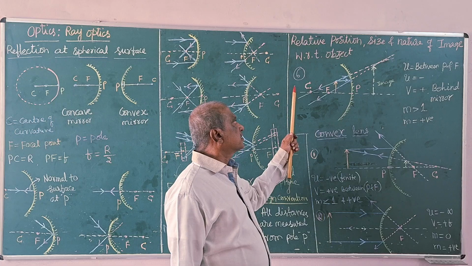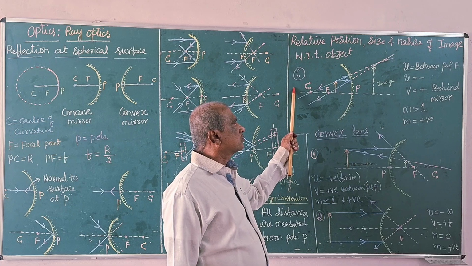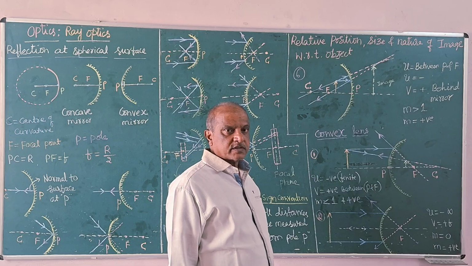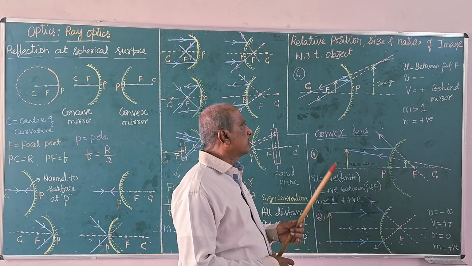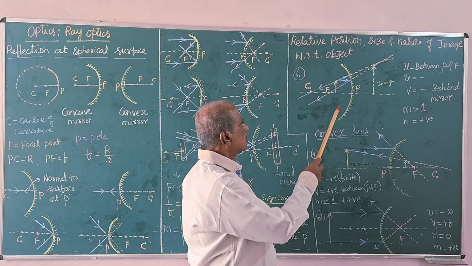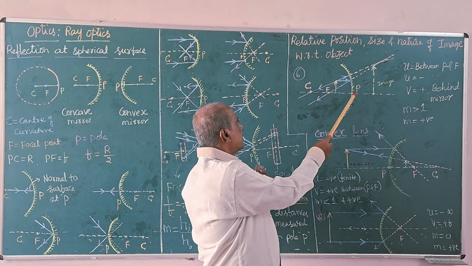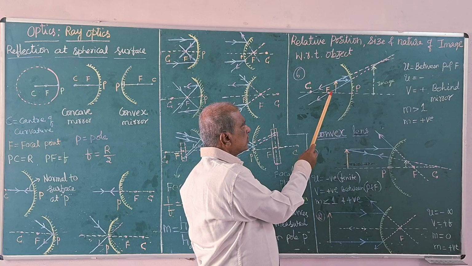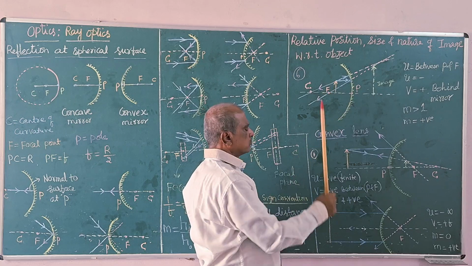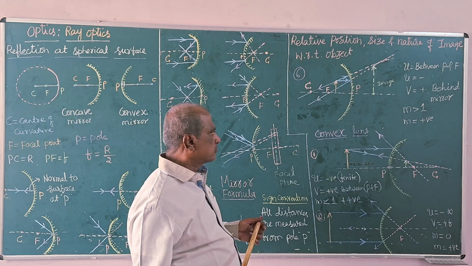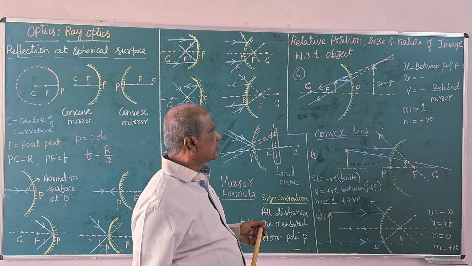This is case number 1, where the object is placed between the point F and P. The point F is the focal point and P is the pole. The object is kept between this point and this point. What would be the image formation? Let us have a discussion on this.